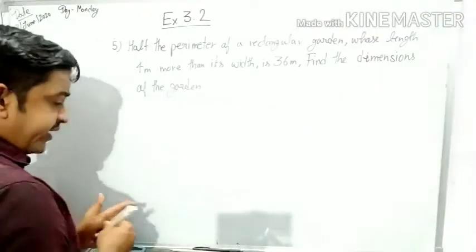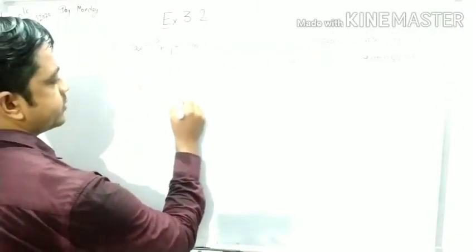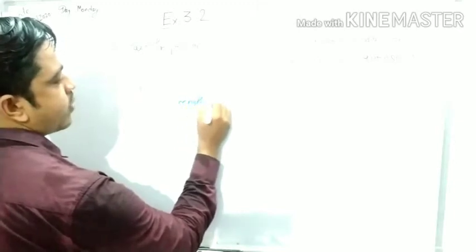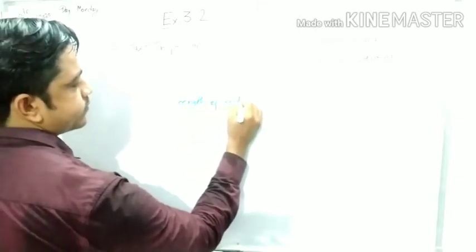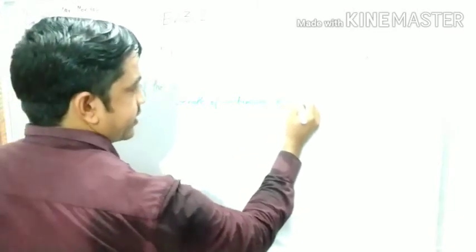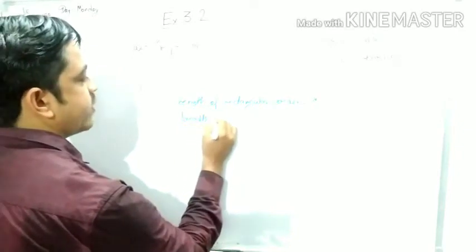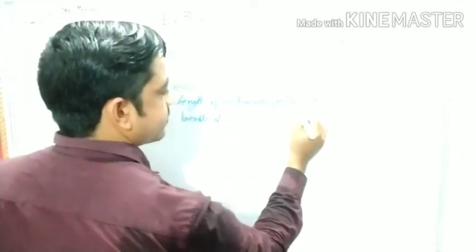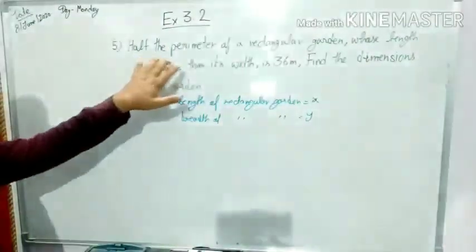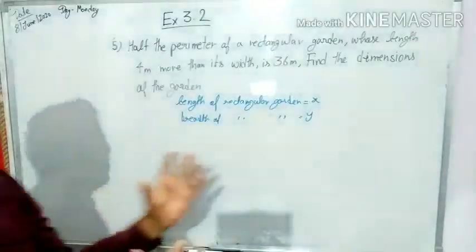So first of all, write the length and the breadth. Suppose the length of the rectangular garden is x and the breadth of the rectangular garden is y. So in the statement, half the perimeter of a rectangular garden, two conditions are merged. So first of all, separate it.